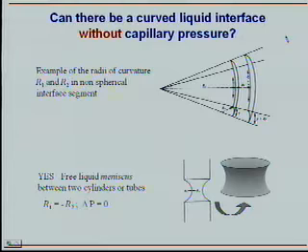Now the point, however, is that if you have a surface like that, the principal radii of curvature oppose each other. So the first principal radius of curvature is in this direction, and the second one is in this direction across. So if you are here, for example, you have one curvature acting in one direction, the other acting in the other direction, so they cancel each other. So this is a curved interface without any pressure across the interface.